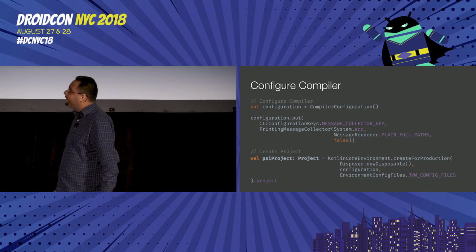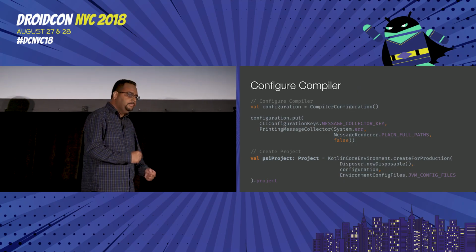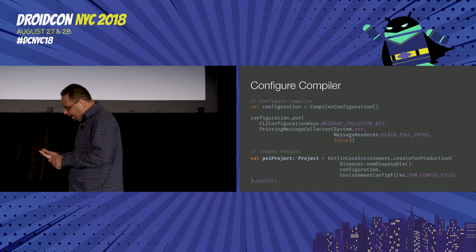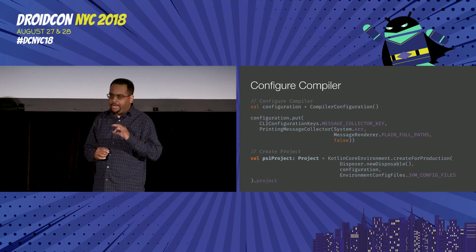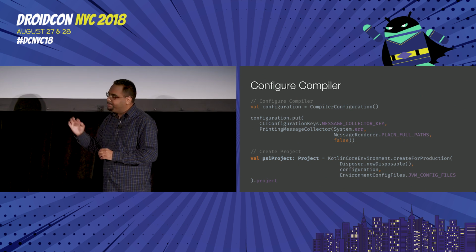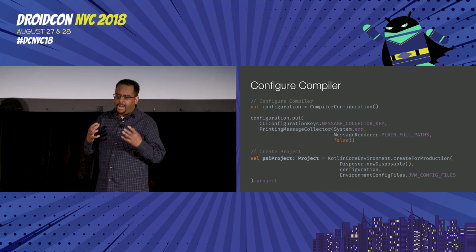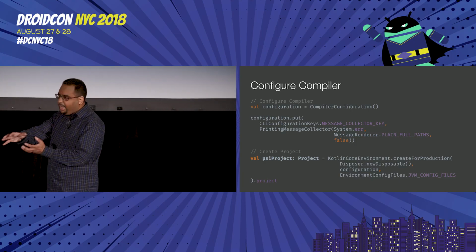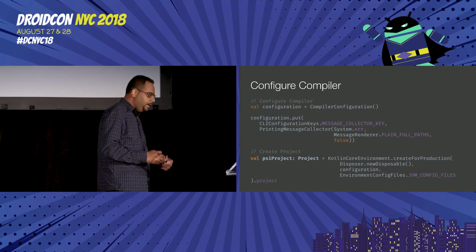The first step is going to configure the compiler. Kotlin configuration is given to me from the compiler. It allows me to specify things such as where I do error logging. That's what I'm doing over here. That's an example of it. And then my goal is to create something called a project object, which is a concept from the IntelliJ platform. It represents my environment. I'm going to pass my configuration object to Kotlin core environment, and tell it to give me back a project.